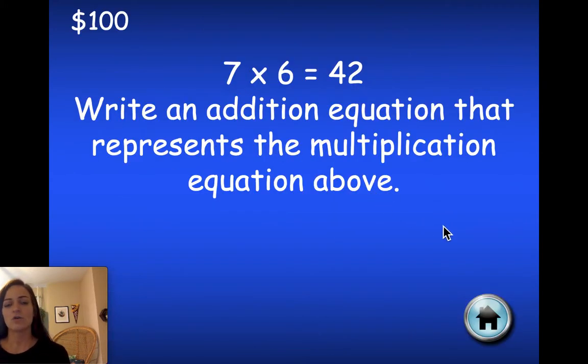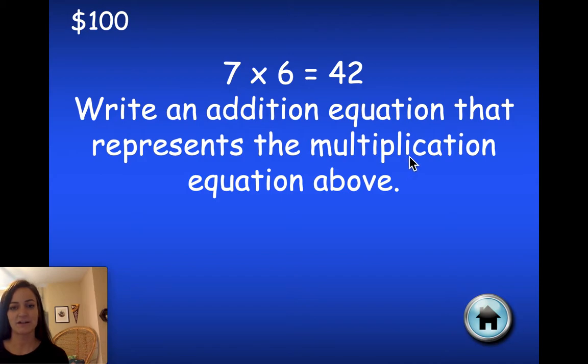All right. Write an addition equation that represents the multiplication equation above. So write an addition equation for this. So if you were to write this as a repeated addition, what would you write? So 7 groups of 6 or 7 times 6 equals 42. Pause the video, go ahead and write your answer. Go.